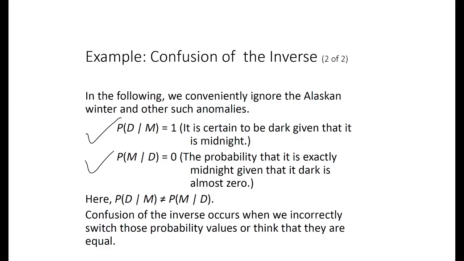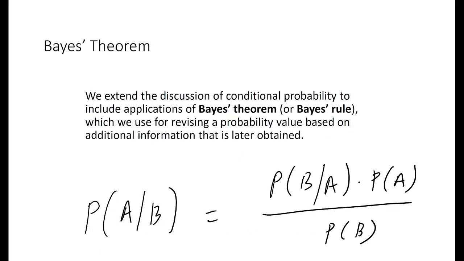So here we can see that these two conditional probabilities might not be equal. Don't be confused. Confusion of the inverse occurs when we incorrectly switch those probability values or think that they are equal. There is one theorem that also helps us calculate this. The probability of A given B can be calculated using this formula: the probability of B given A times the probability of A, divided by the probability of B, provided that the probability of B is non-zero. This is called Bayes' theorem.